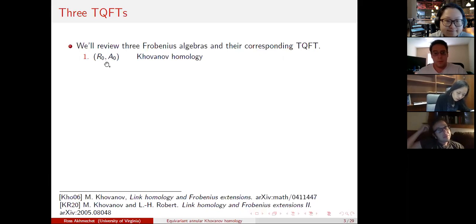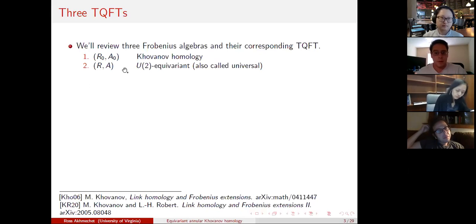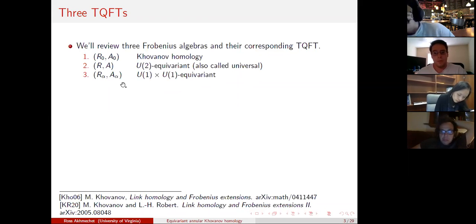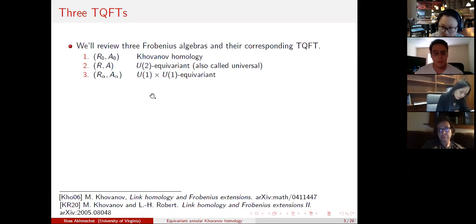The first one, I'm going to denote R null, A null, and this is just the most familiar one, just Khovanov homology. The second one, I'm going to denote R and A, and I'll explain what all of these are. This is what's called U2 equivariant theory, or also sometimes called universal theory. And then the most important one for this talk is R alpha, A alpha, the so-called U1 cross U1 equivariant theory. And I'll explain what the words equivariant mean in this context as well.